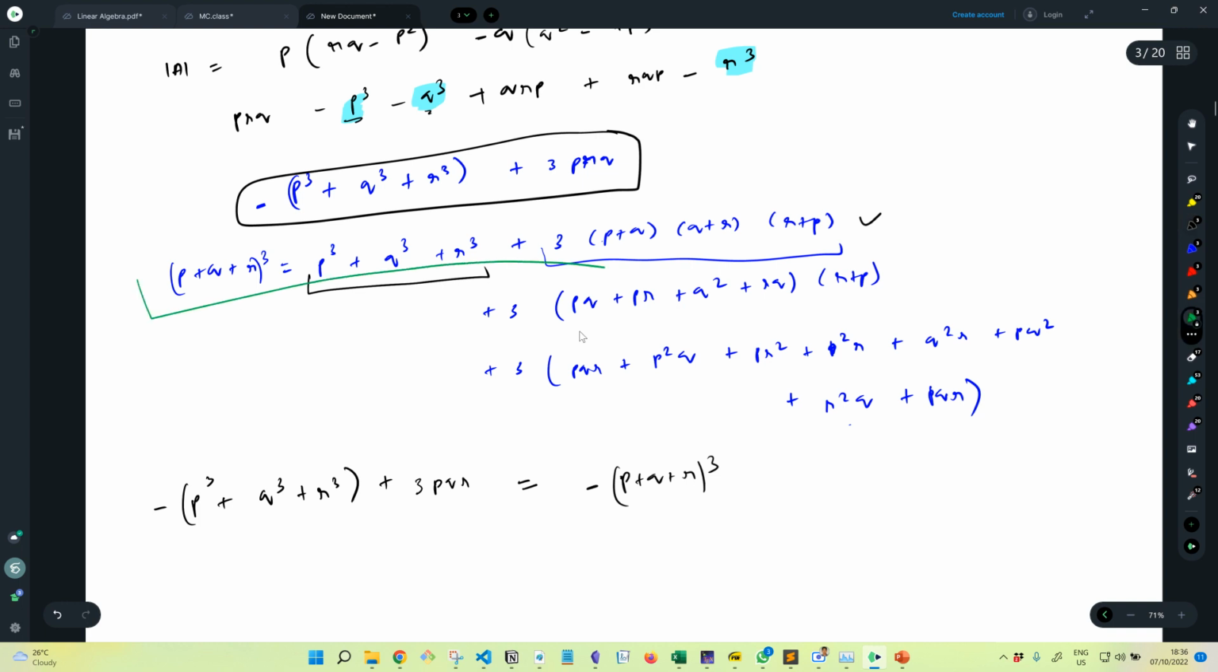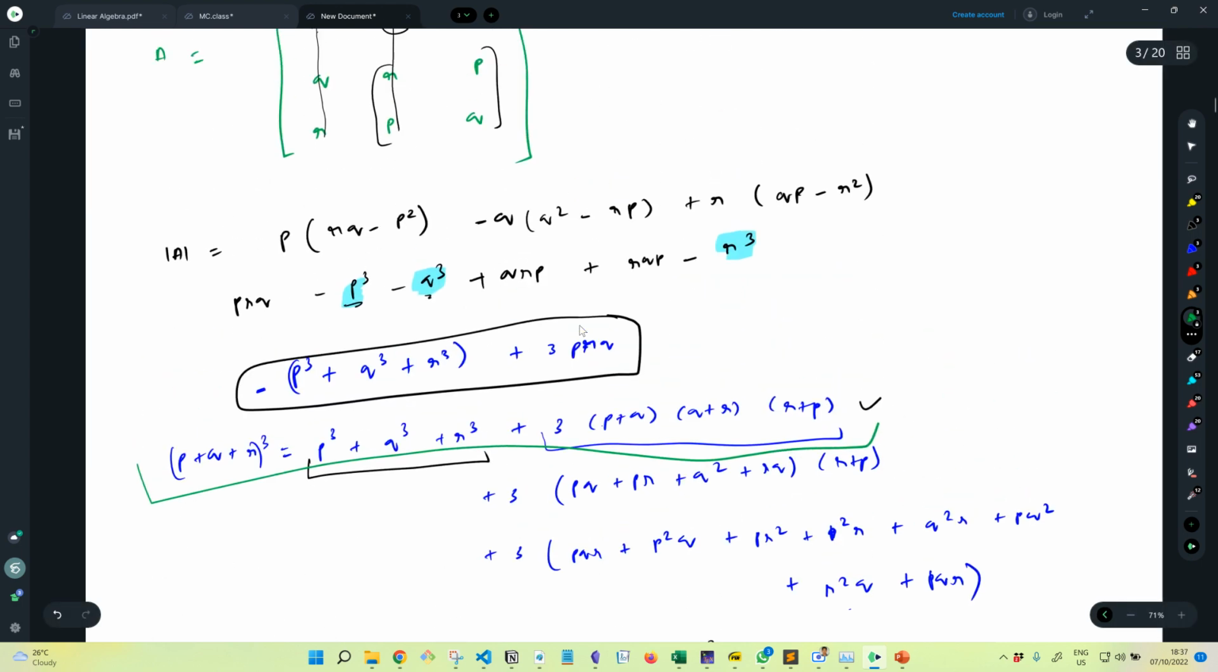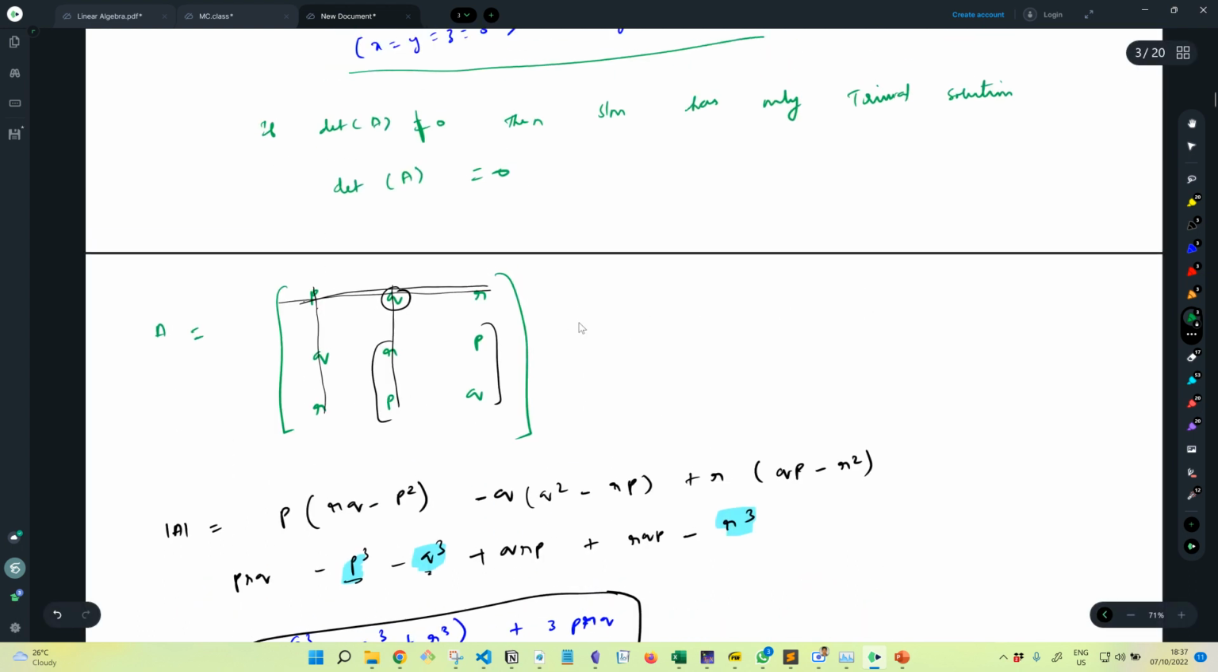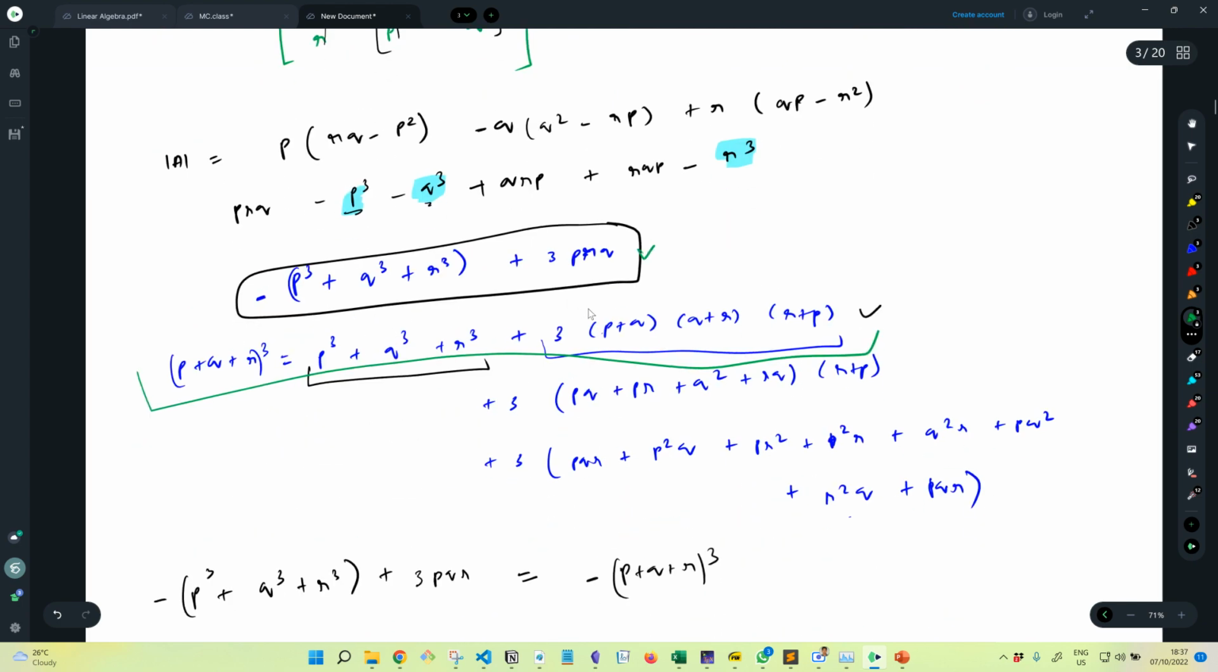So I have this formula, right, for (p plus q plus r) the whole cube. Now in the determinant, do I have more terms? Give me one second, I'll figure out what's happening. So it will be p into (rq minus p square) minus q into (q square minus pr) plus r into (pq minus r square). Yeah, this is correct.